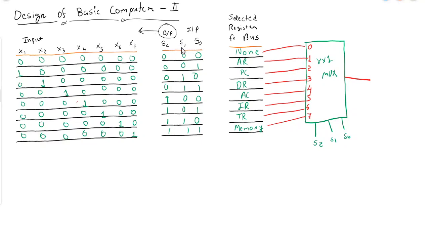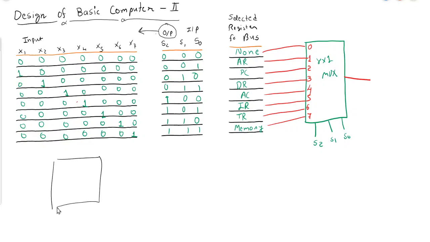If this selection input is given, then particularly this element will be selected. For 001 it is AR, then 010 it is PC, then 011 it is DR, then 100 it is AC, then 101 it is IR, then 110 it is TR, and for 111 it is memory. Now how can we give input to this selection input? For that we will use an encoder circuit.